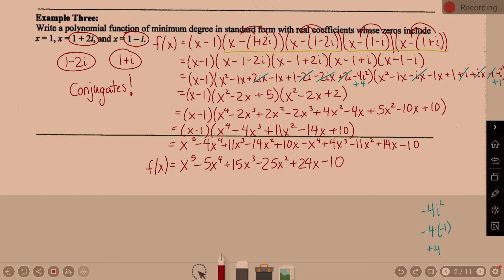So, yes? Where'd you get the other negatives? So you're talking about this negative x to the 4th right there? Okay, so when I started right here with this minus 1, and I started distributing it, that is where that one came from. So negative 1 times x to the 4th is going to be minus x to the 4th. Does that answer the question there? Okay.